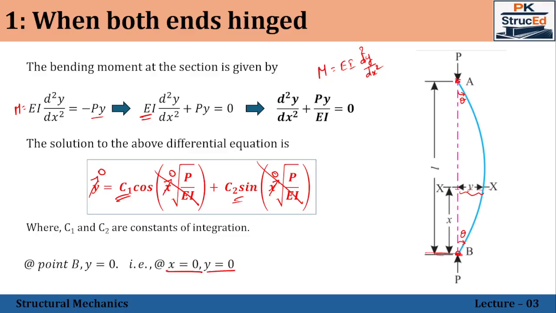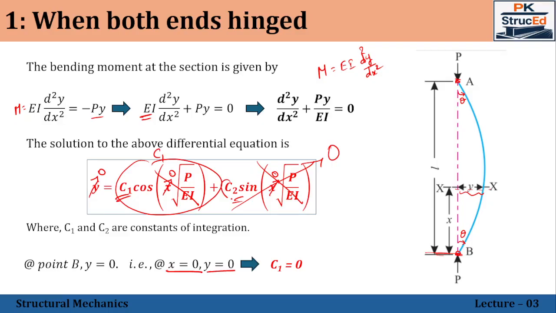Now cos 0 will be 1. So in that case, this entire component will be equal to C1. Whereas sin 0 is 0. Therefore, this entire component will become 0. Therefore, what you will be getting is C1 is equal to 0. So the first constant has been found out, that is 0.